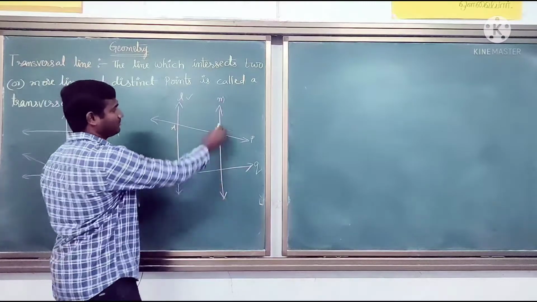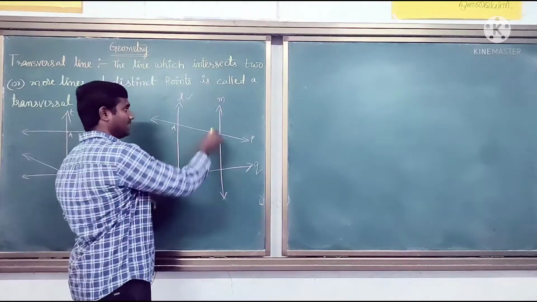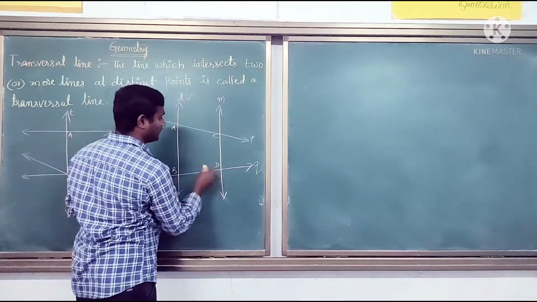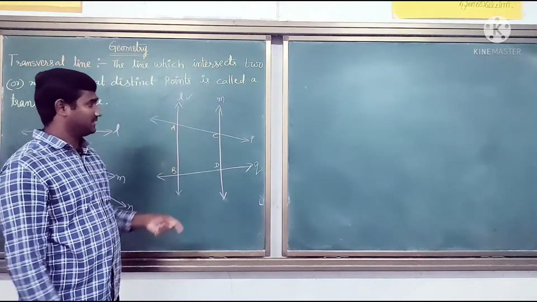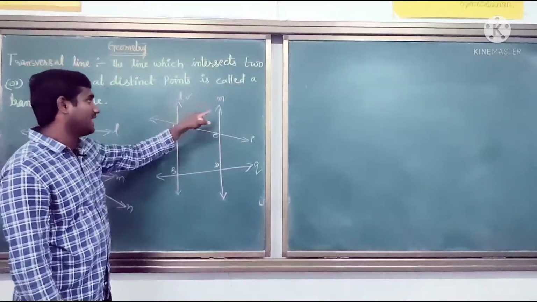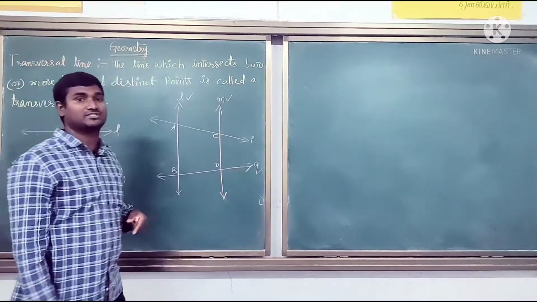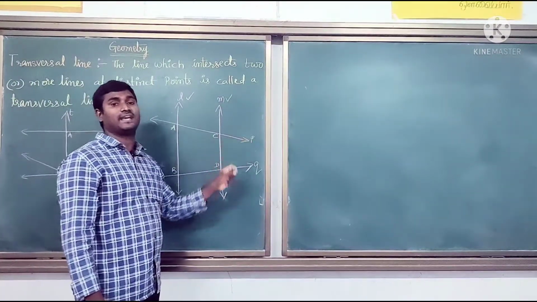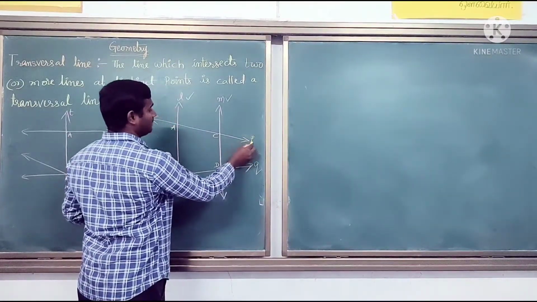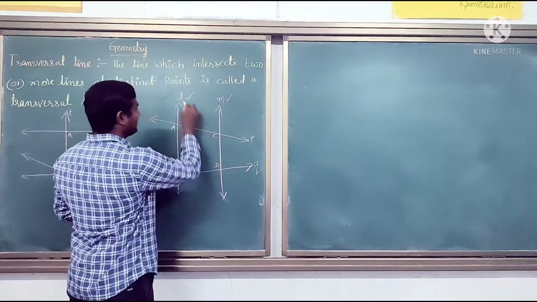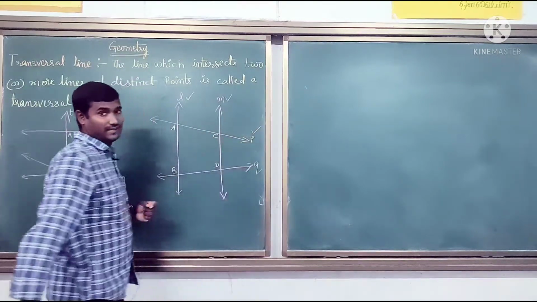Now take line m. Line m intersects p at some point C, and line m intersects q at some other point D. Yes, m is a transversal line. Line l is a transversal, and line m is also a transversal with respect to lines p and q. Next, line p intersects line m at C and line l at A, at two distinct points, so p is also a transversal line.